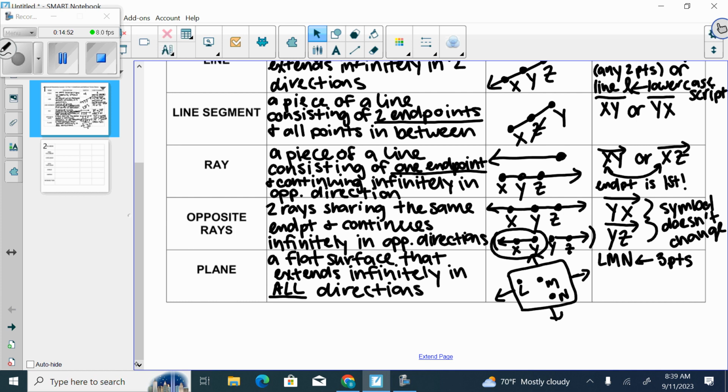Okay? And then kind of like our line, you also can name a plane using a script letter, but a plane would be a capital script letter. Okay? So it's kind of hard to do just a single script, but maybe we do capital P. Then I could name this plane P. Okay, but make note that it is going to be uppercase script. I feel like they use P and R most commonly for planes.